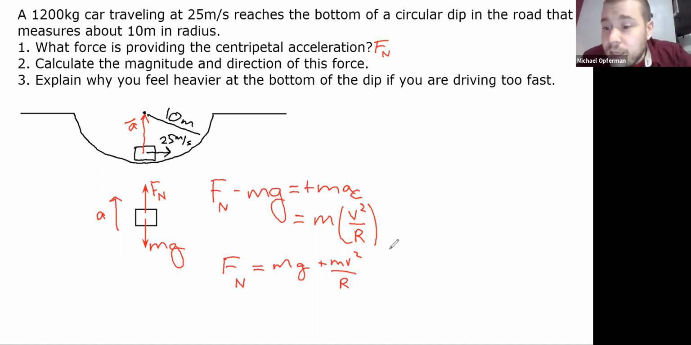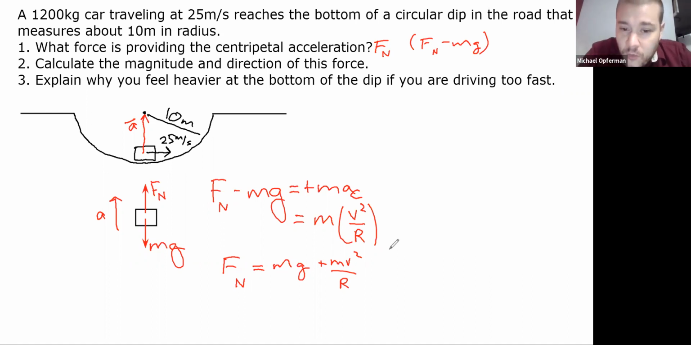Centripetal force, by the way, I don't like to use that term, so I'm not going to use it, because I find it confuses people. When you say the term centripetal force, students think you're introducing a new force into the course. This is not a new force. This is just a term that describes the centripetal acceleration. So anyways, the normal force is basically providing the centripetal acceleration, or if you prefer, you could say the centripetal acceleration is being provided by the normal force minus mg, if you want to be a little more mathematically minded about it. Number 2, calculate the magnitude and direction of this force.